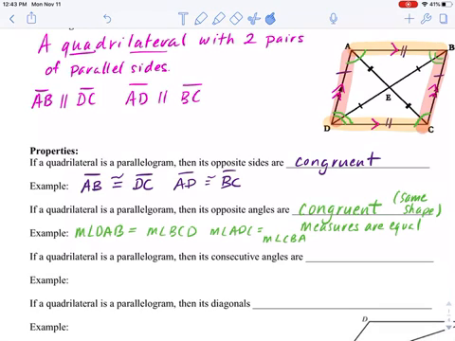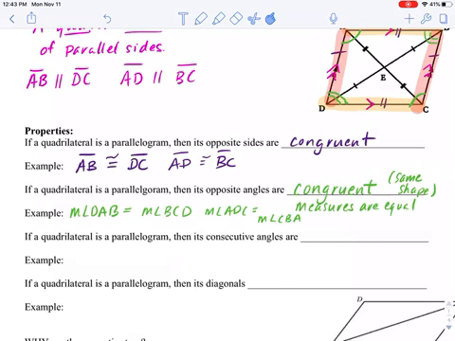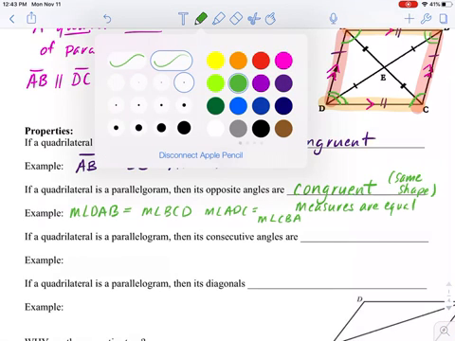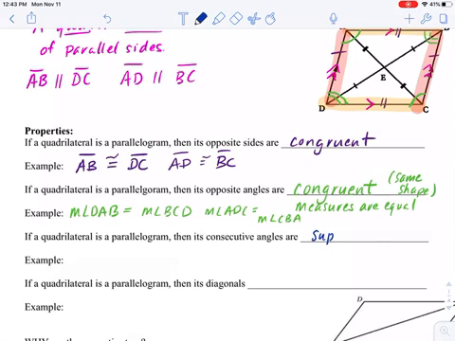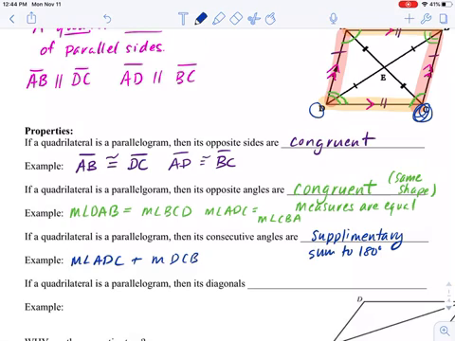Next, if a quadrilateral is a parallelogram, then its consecutive angles are supplementary. This means they sum to 180 degrees. So an example of consecutive angles would be angle D and angle C. So I could say the measure of angle ADC plus the measure of angle DCB, when I add those together, I should get 180 degrees.